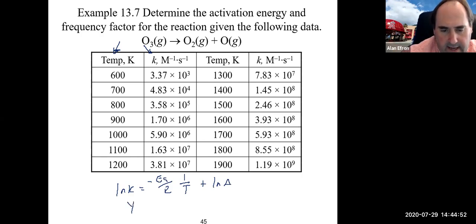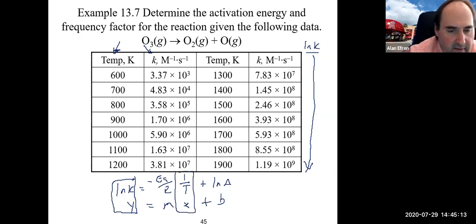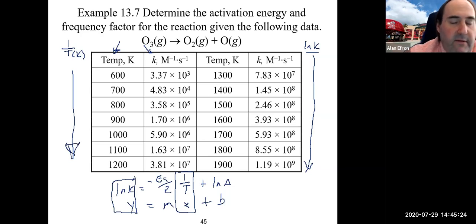Again, this is y equals mx plus b, which means on the y, what we want to graph is not the k. We would have to take all these k values and make another column turning them into the natural log of k. And on the x, we need not the temperature in Kelvin, but 1 over the temperature in Kelvin, and we would need another column for that as well. Those would be the two things that we graph: the natural log of k on the y, and 1 over temperature on the x.